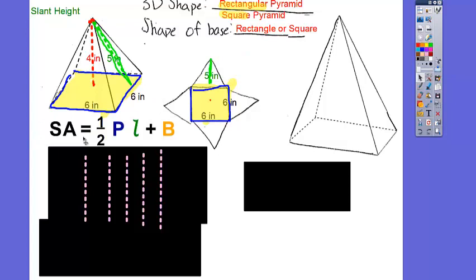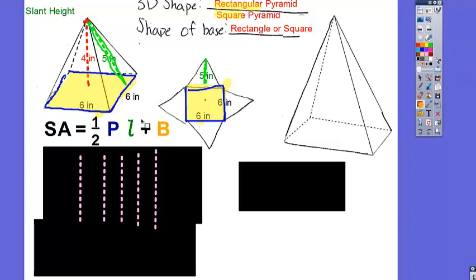So let's look at our formula. The surface area formula for any type of pyramid is 1/2 perimeter of the base times the slant height plus the area of the base. So notice that instead of having 2 big B's, 2 areas of the bases, we only have 1 because a pyramid only has 1 base. If we were going to do lateral surface area, the way that we would do lateral surface area of a pyramid is we just wouldn't include this plus big B. It would just be 1/2 perimeter of the base times the slant height.